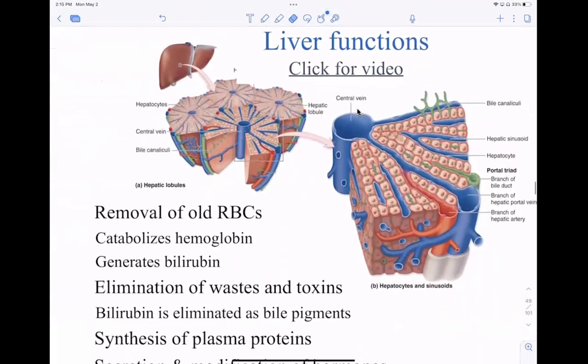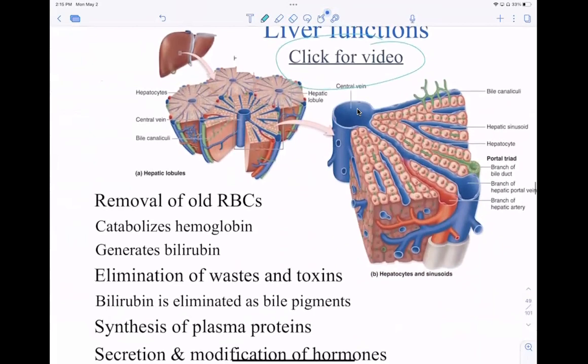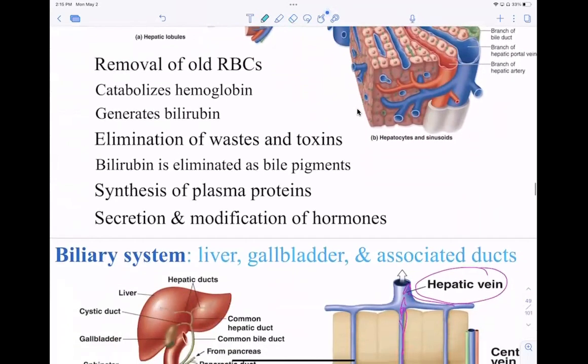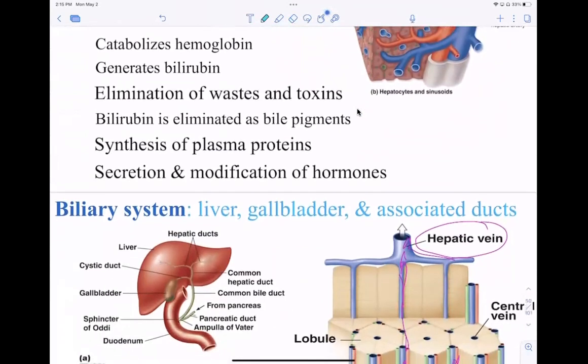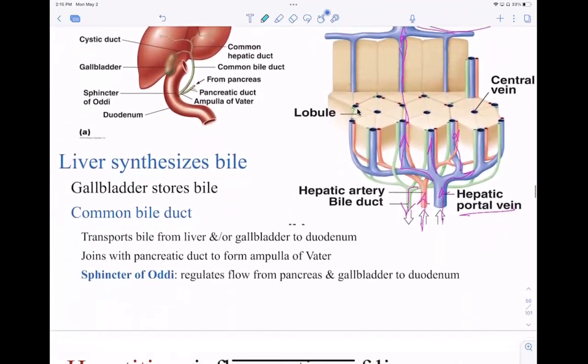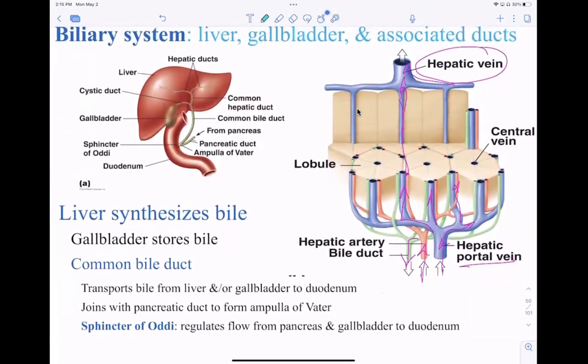And so here again, if you're in display mode, there's another video link if you want to watch a video on the liver. It also removes old red blood cells. It kind of stores hemoglobin, generates bilirubin, eliminates waste toxins. Bilirubin is then sent in the bile and is part of the bile salts. Synthesis of plasma proteins for osmotic pressure, and on and on and on. So a lot of jobs of the liver.